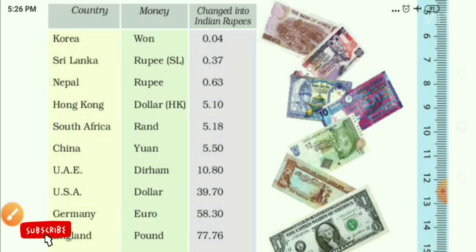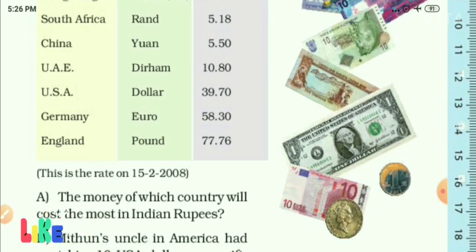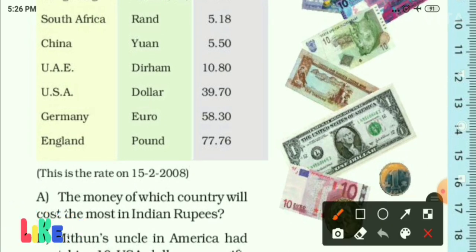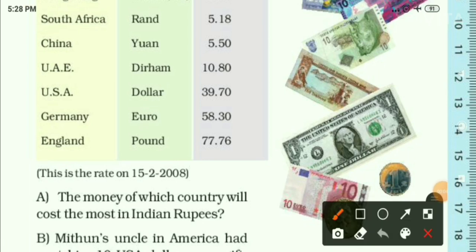And all these rates were taken on 15th February 2008, which means these are past records. Dear students, this is 2021 and the rates have changed. So now I will ask you: what is the current rate of 1 USA dollar, meaning 1 USA dollar makes how many rupees? If you know the answer, comment it in the comment section.